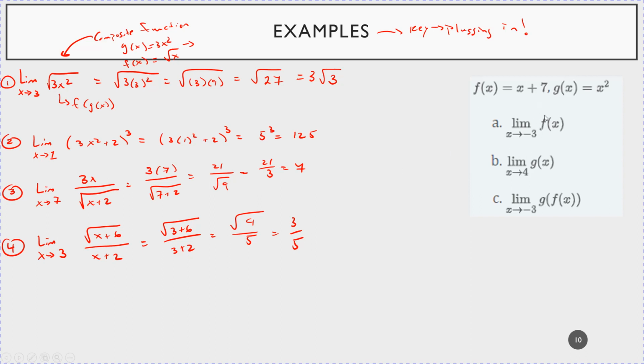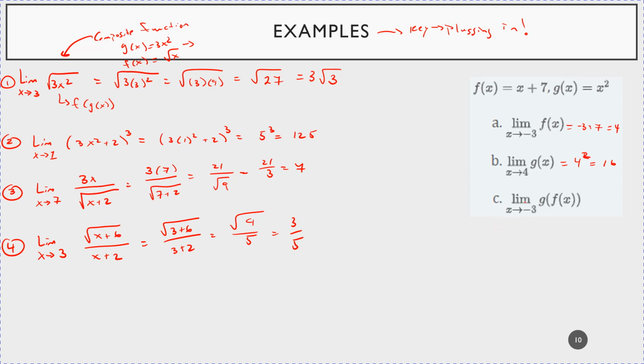Let's just take a look at this right here, okay? So this is saying f of x is equal to x plus 7 and g of x is equal to x squared. All right, so let's first find the limit as x goes to -3 of f of x. So literally what you're going to do is take this -3 and plug it into f of x. So this is -3 plus 7. This just gets you 4, okay? Now I want to find the limit as x goes to 4 of g of x. Well, g of x is x squared, so this is just 4 squared. Gets me 16.